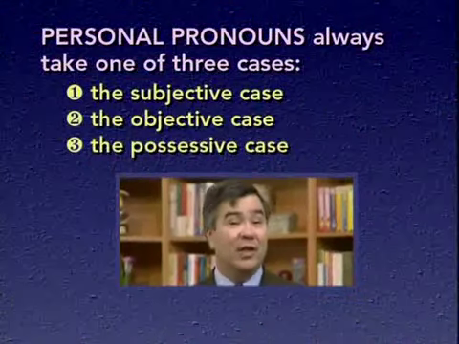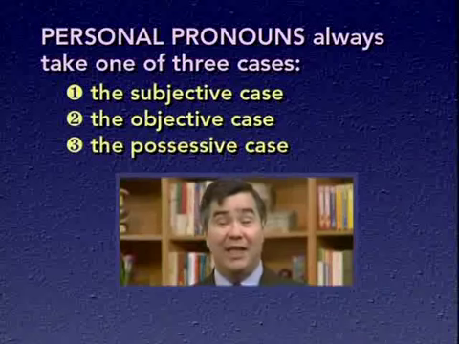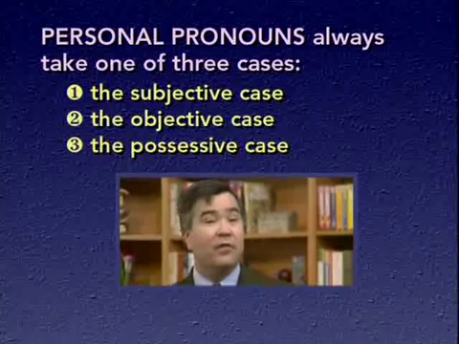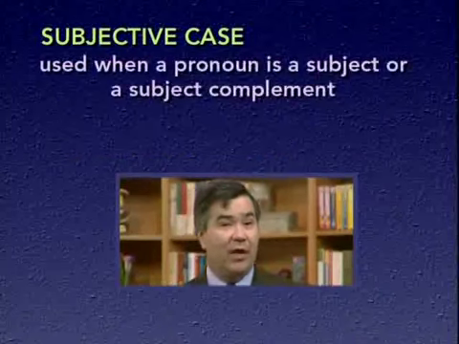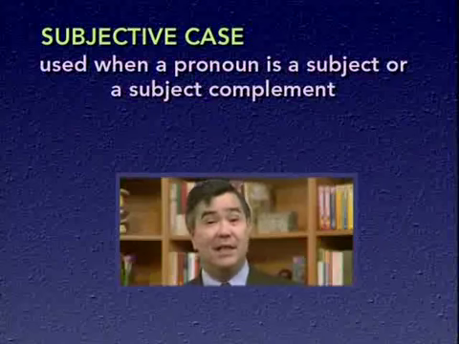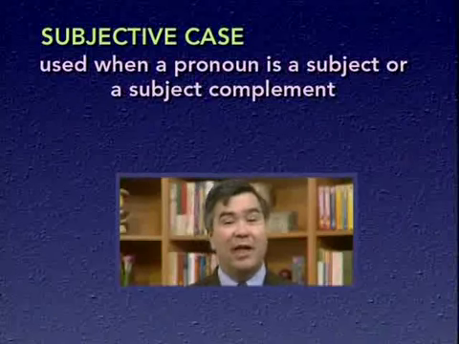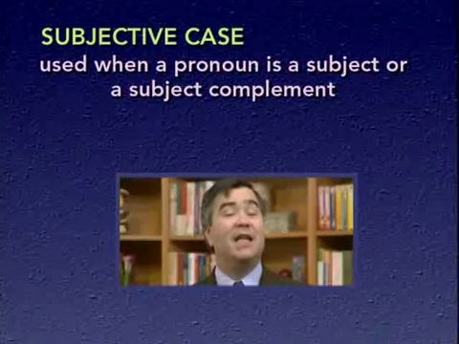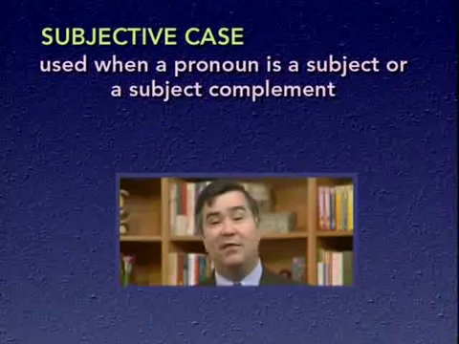Let's take a moment to look at each of these cases and explain exactly how and when they should be used in an English sentence. First, the subjective case. The subjective case is used when the pronoun is a subject or a subject complement. As you recall, the most important word in any sentence is the verb. Now, the subject of the verb is the person, place, thing, or idea that does the action of the verb. When a pronoun is the subject of the verb, it should always be in the subjective case.